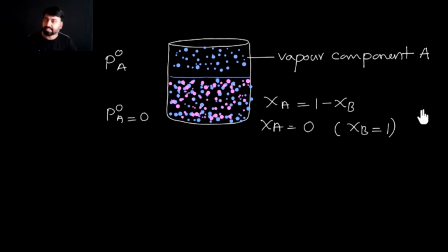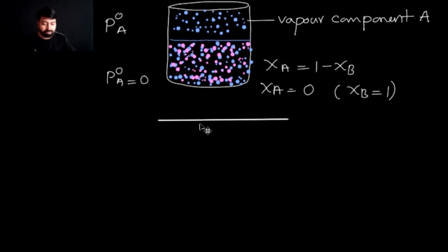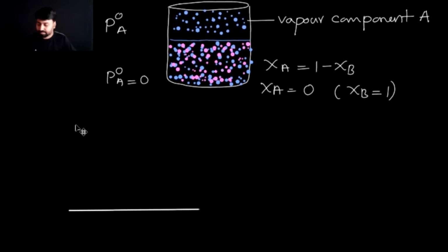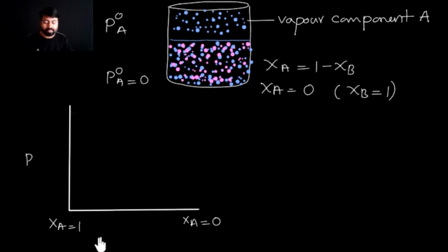Now we have to construct a graph depending upon this observation. Let me have a line over here, and then let me take one more line here. Along this axis I will take P, the pressure, and along this axis I will take the mole fraction of A. I will take mole fraction of A equal to 1 here, or here the mole fraction of A equal to 0. That is decreasing here. When the mole fraction is equal to 1, let me write this pointer.